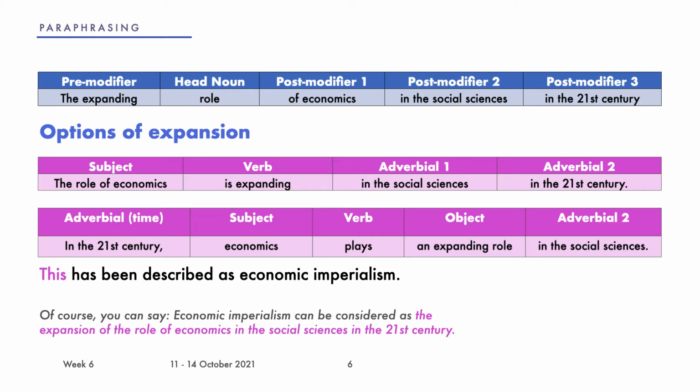And then remember, the sentence is not complete yet because you still have the term economic imperialism. Okay, and then you can finish the whole idea with a new sentence starting with this. Remember, this serves as a pointer summarizing everything in the previous sentence and as a way to connect your new sentence with the previous one. So you can say, this has been described as economic imperialism. Of course, you can say something like economic imperialism can be considered as the expansion of the role of economics in the social sciences in the 21st century.